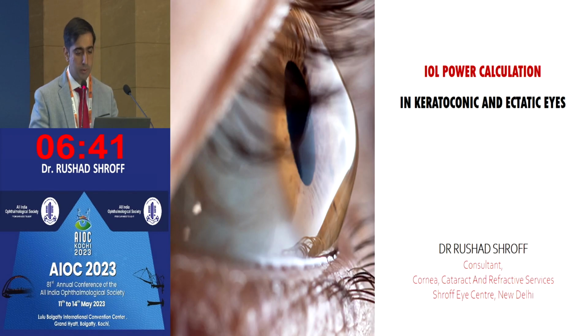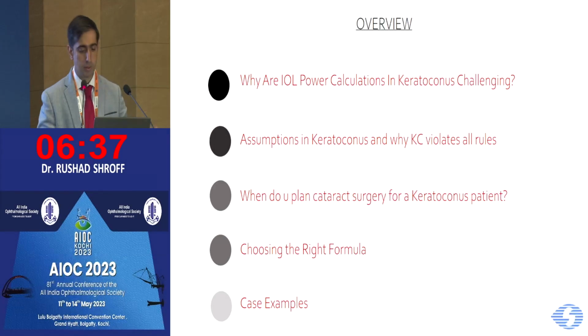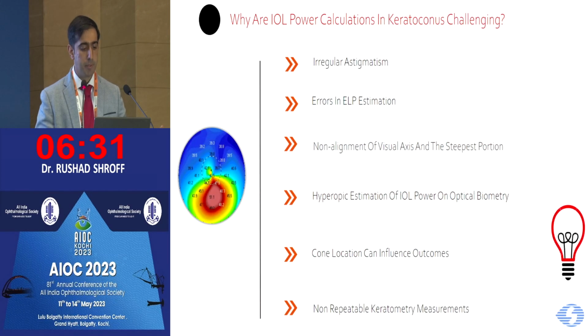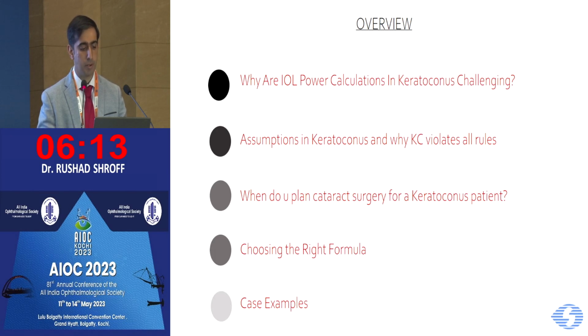So I'll move on to the IOL power calculation in keratoconic and ectatic eyes, which we'll go into a little bit more in detail. Why is IOL power calculation in keratoconus challenging? One, because it's an irregular astigmatism. There are errors in ELP estimation. There's non-alignment of the visual axis and the steepest portion of the cornea. There tends to be a hyperopic shift or an overestimation of IOL power on optical biometry. The cone location can influence outcomes, and the keratometry measurements tend to be non-repeatable.